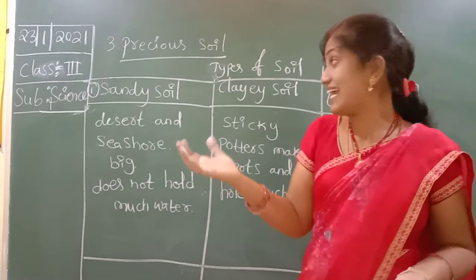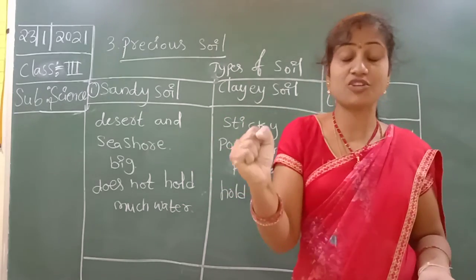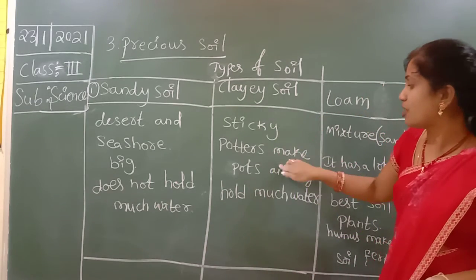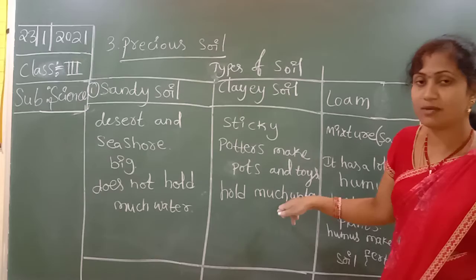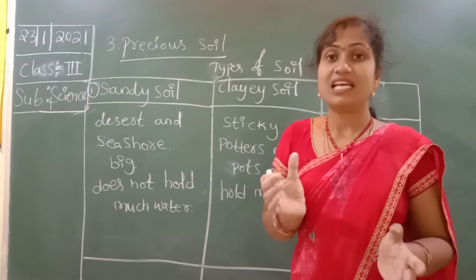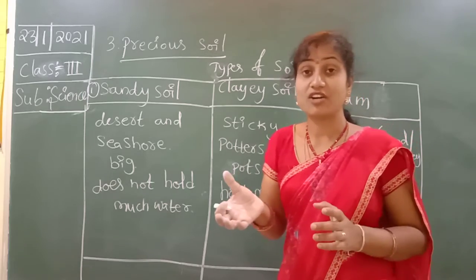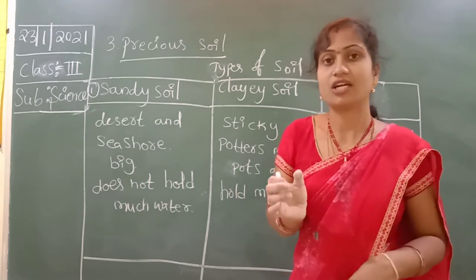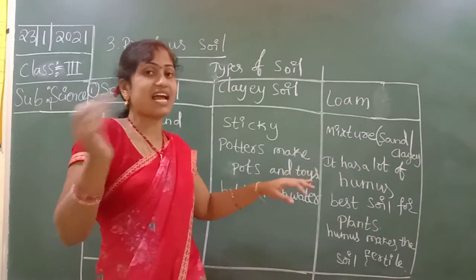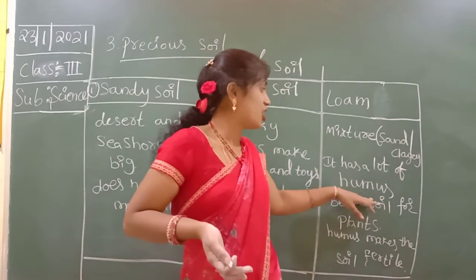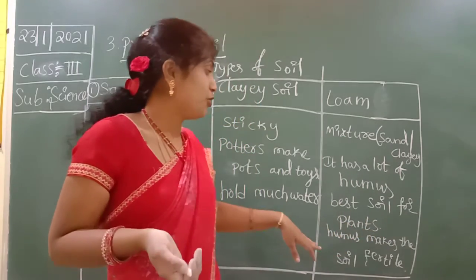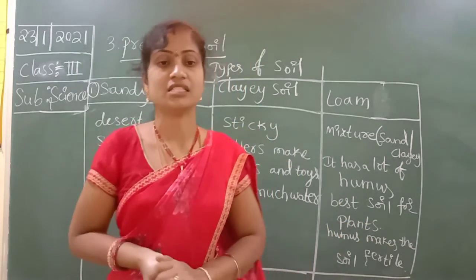Like clay soil, when we touch it, it sticks to our hand. It is sticky. Potters make pots and dolls. It holds much water, and we can easily find that clay soil, bakamati. Next, loam. It is a mixture of sand and clay soil. It has a lot of humus. It is the best for plants. Humus makes the soil fertile.